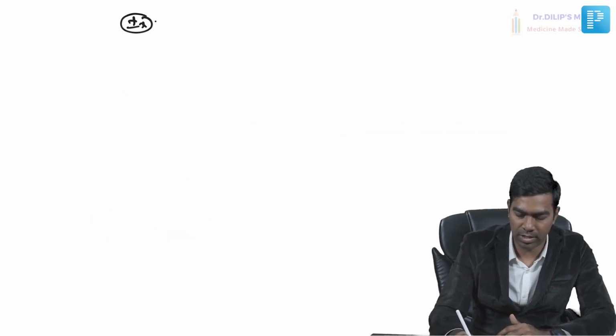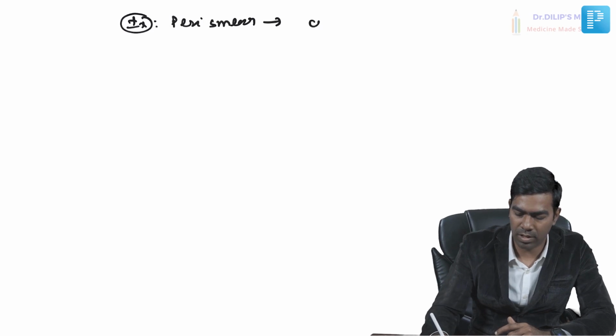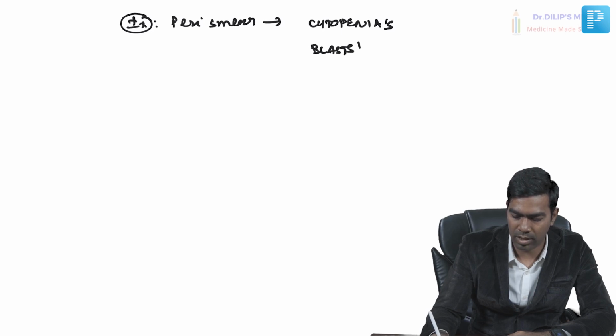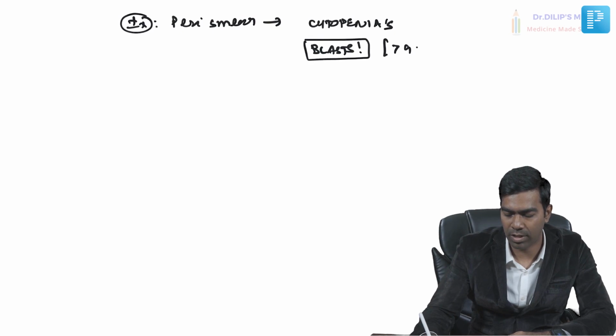There are some investigations that you have to know. Investigations wise, you have something called a peripheral smear. In peripheral smear, what I am going to look for is the cytopenias, and it's going to be the blasts. That is what I am going to look out for. Blasts. In peripheral smear, this is the one that is going to contribute more than 95%.